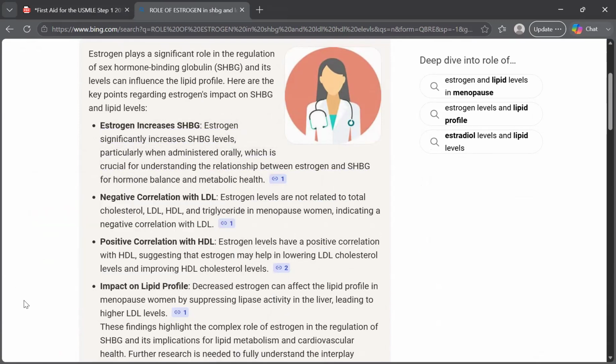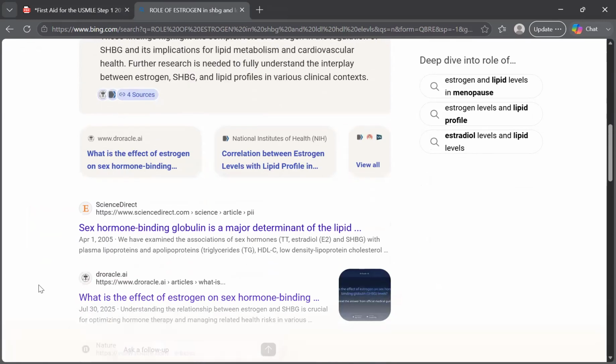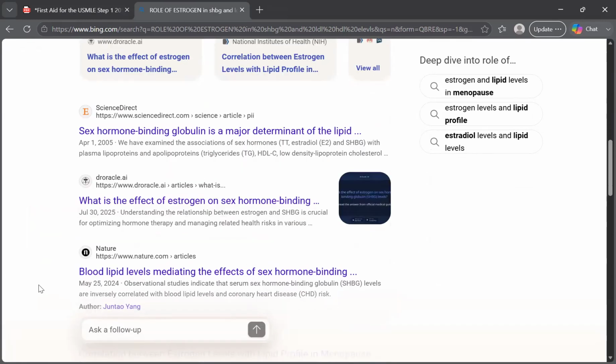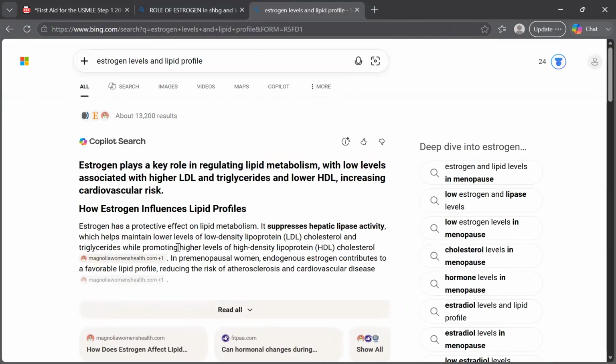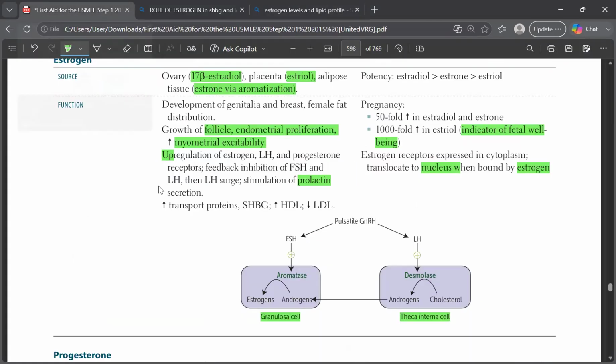Negative correlation with LDL, they are not related to total cholesterol. This is not a good answer. It suppresses hepatic lipase activity, which helps maintain lower levels of LDL cholesterol and TAG while promoting higher levels of HDL cholesterol. So estrogen causes an increase in the good cholesterol and a decrease in the bad cholesterol, which is important for well-being.